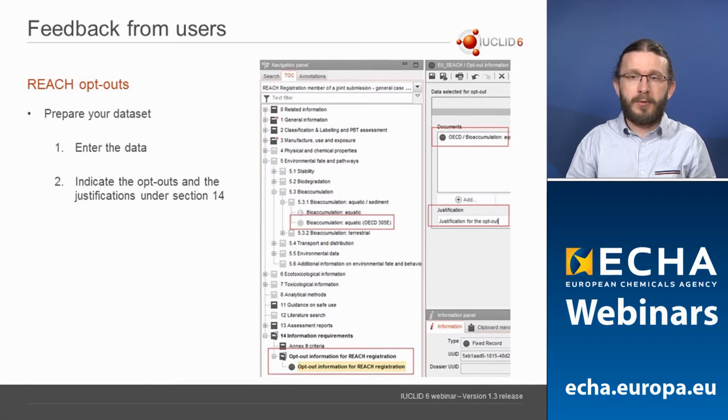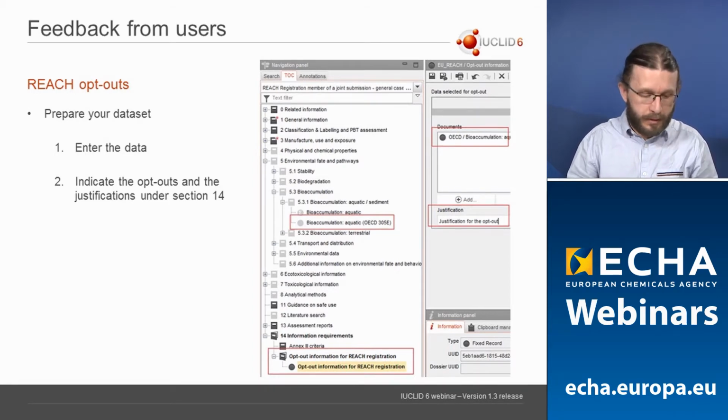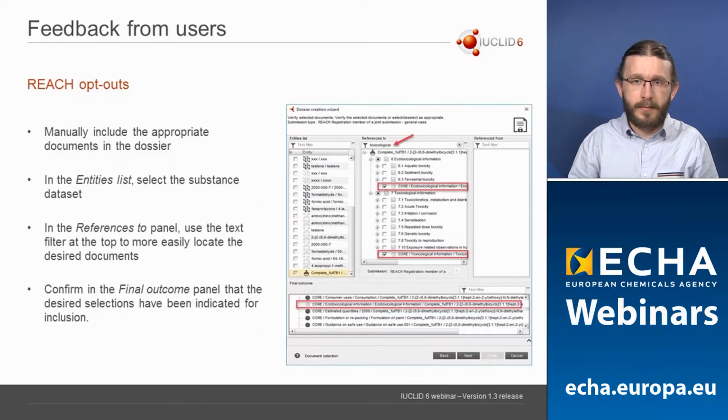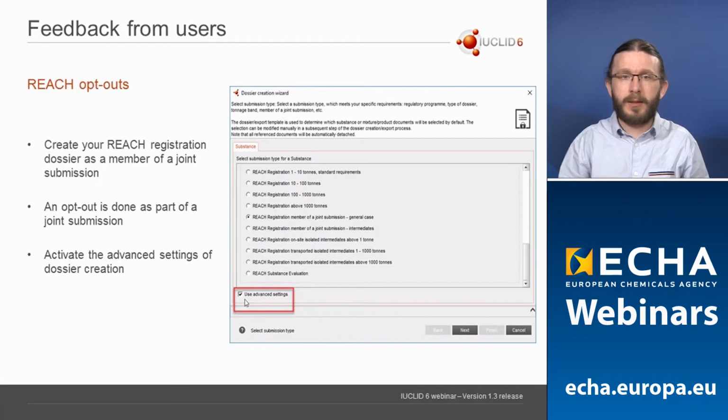And as soon as you indicate an opt-out in this section of Euclid, this data will be included in your member dossier when you create it with the dossier creation wizard. So that's for the mandatory data.